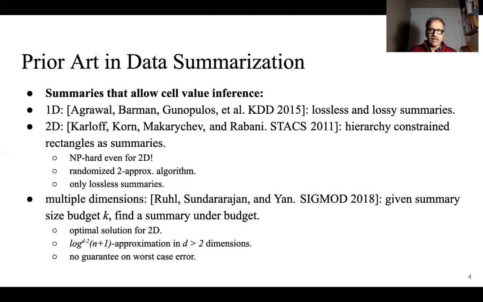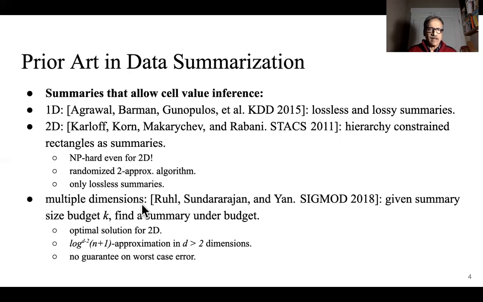Karloff and company in STACS several years ago, in some ways, can be viewed as an extension of the Agrawal et al. approach to hierarchically constrained rectangles viewed as summaries. Unfortunately, that approach is NP-hard, even in 2 dimensions. The reason for this is that they permit these summary rectangles, the regions permitted in the summaries, to overlap in arbitrary ways. However, they propose a randomized 2-approximation algorithm. Another restriction of their work is that they confine themselves to lossless summaries. There is no natural extension that comes with error guarantees for the lossy case for a given loss parameter.